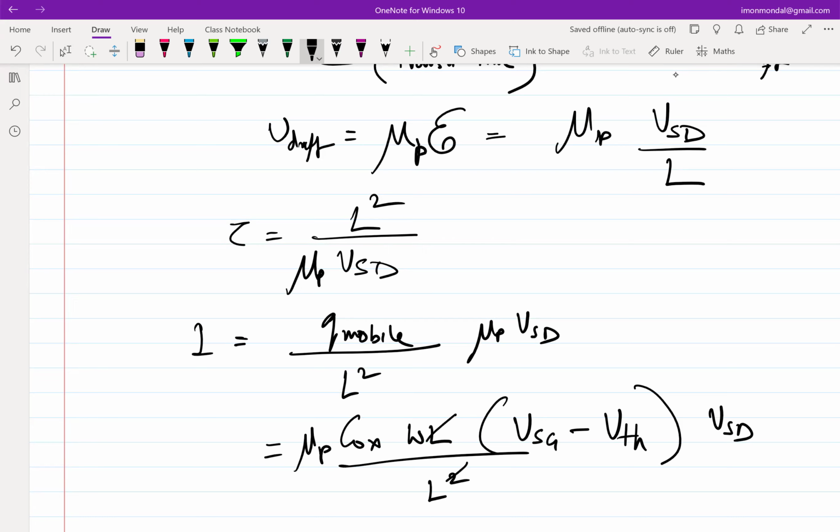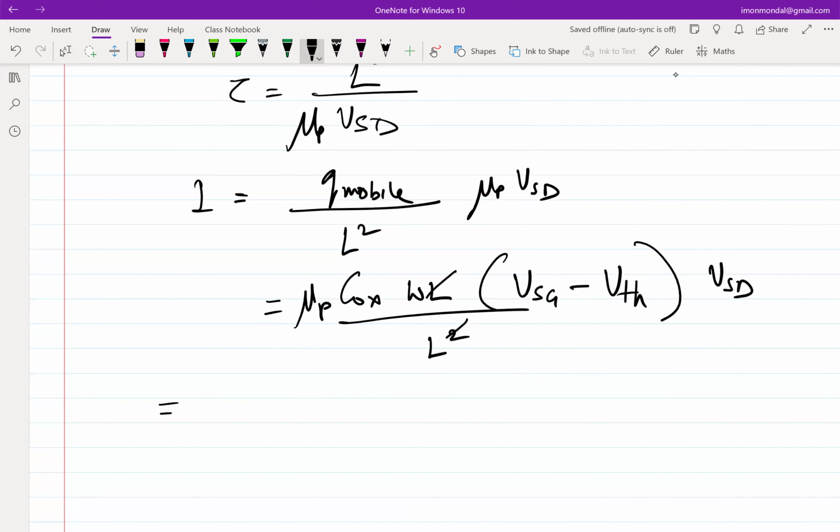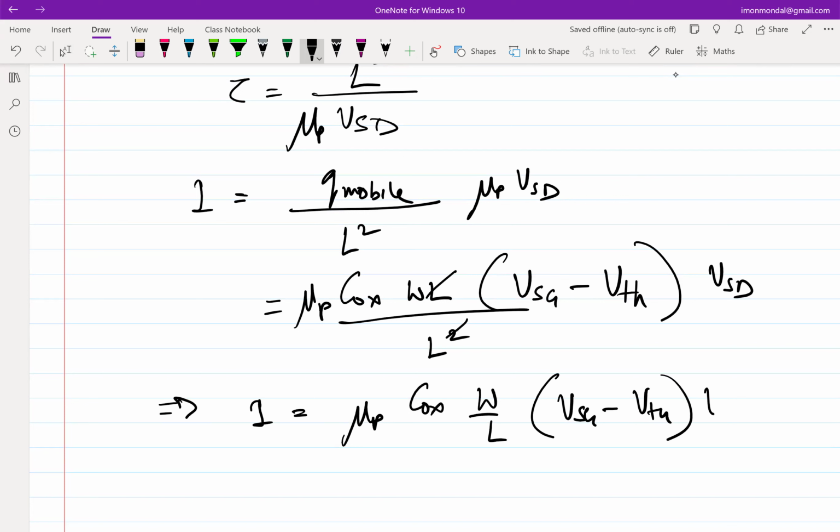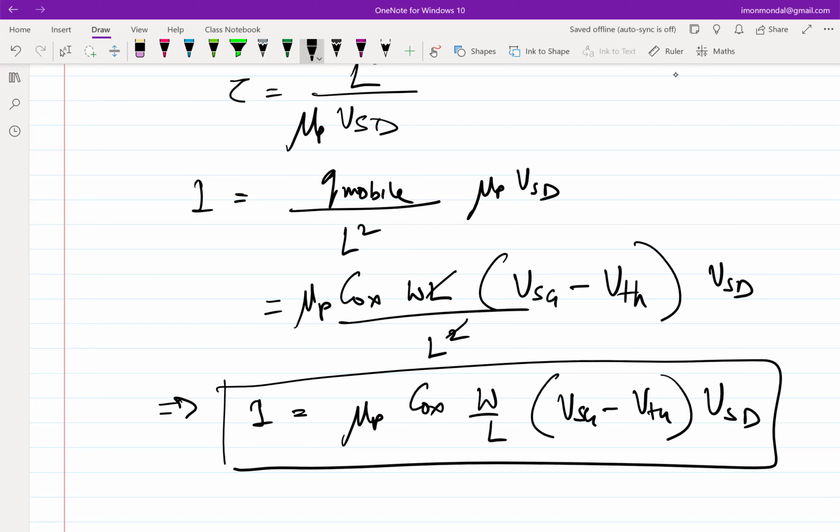One of these L's goes. So you get an expression of I, which is mu P times Cox times W over L times VSG minus threshold voltage times VSD. This I is often also called ISD, just to indicate that the current is flowing from source to drain. If you leave it at I, it's also not a problem.